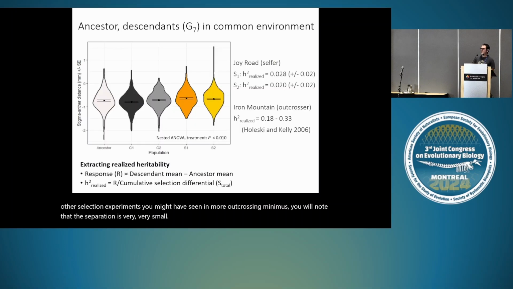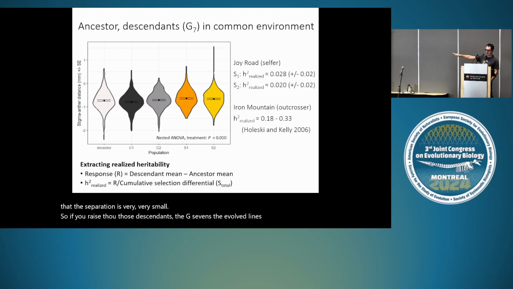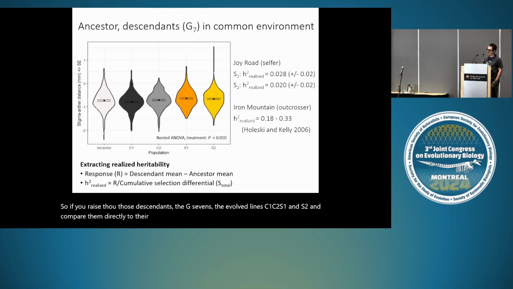So if you raise those descendants, the G7s, the evolved lines, C1, C2, S1, and S2, and compare them directly to their ancestor in a common garden, we can then get at the response. The way we define the response here, because they're all growing in the same environment, is to take the descendant mean. So for instance, look at S2, that yellow distribution, and the mean there, and we subtract off the ancestor. That's the response to selection in that population.